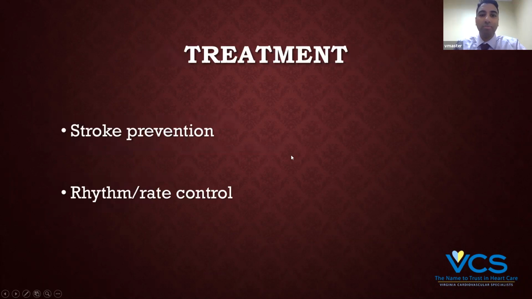And so the treatment of AFib has a two-pronged approach, and you can't ignore one of them and just treat the other. You have to tackle them both. The first is stroke prevention. And the second is to treat either the rhythm or the rate.